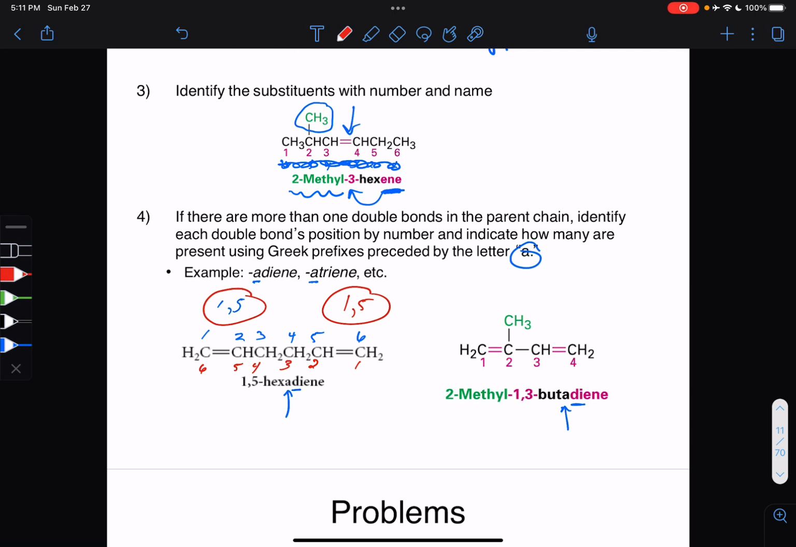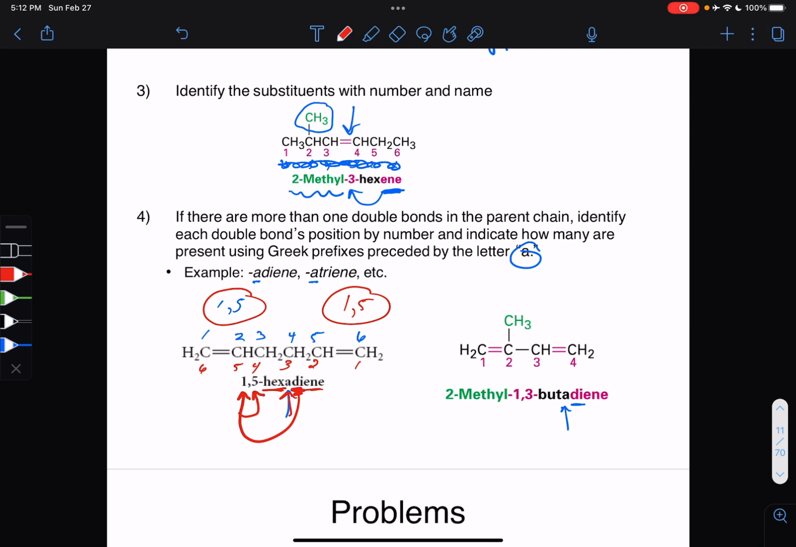So what we would say is, okay, we have a 6-membered longest continuous chain. So we have our hex here, and it has 2 double bonds. So we want diene, and IUPAC says, ha ha ha, you have to throw an A in there. So we have hexadiene. Well, because we said that we have 2 double bonds, we have to locate them. Where are they in this chain? Well, the first one is between carbons 1 and 2, and the second one is between carbons 5 and 6.